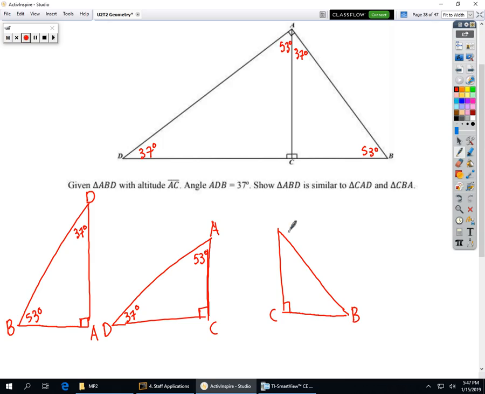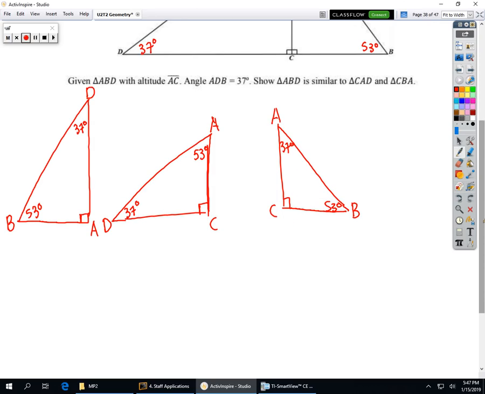CBA. In this case, that's 37. That's 53. So what do you notice about all these three triangles? Don't they all have the same two angles? All three triangles are similar by angle. Because if you take each of these triangles and draw them out individually, they all have the same two angles. So they are all similar by AA.